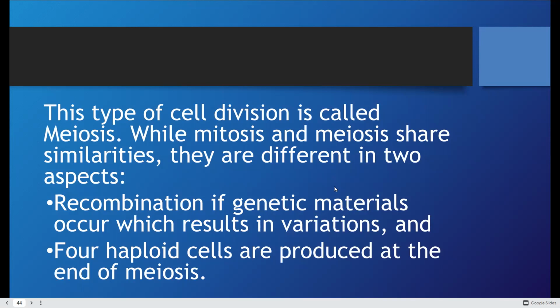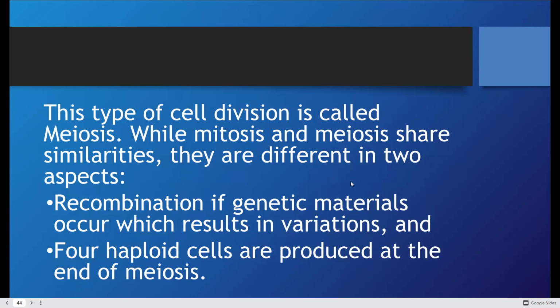Except for oogenesis. Because in meiosis, we have two types. Okay? In meiosis, we have oogenesis, or the creation of eggs, and spermatogenesis, the creation of sperm.